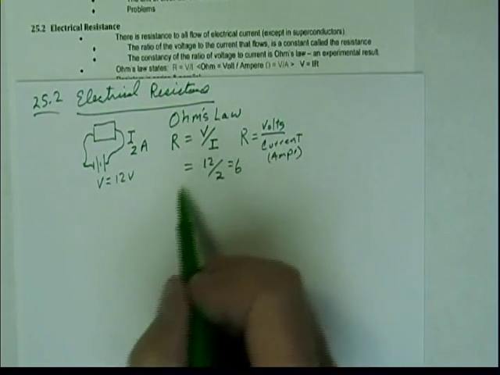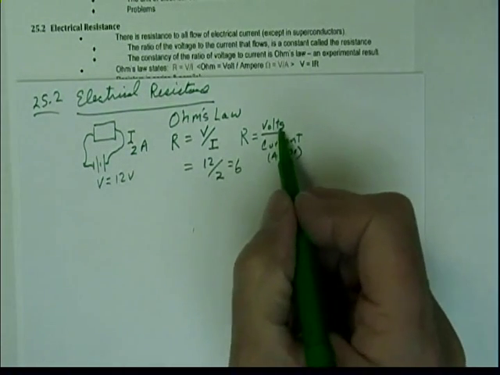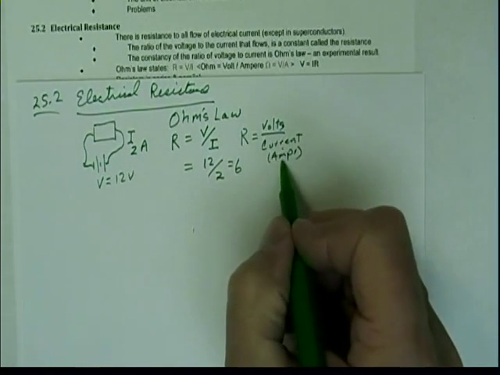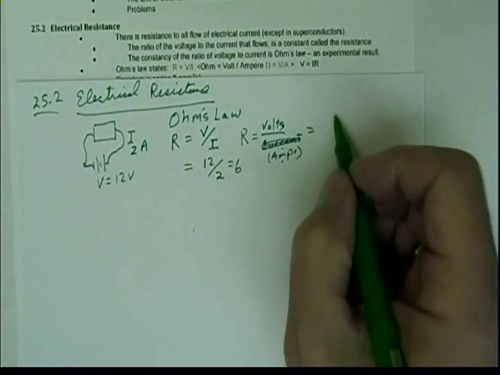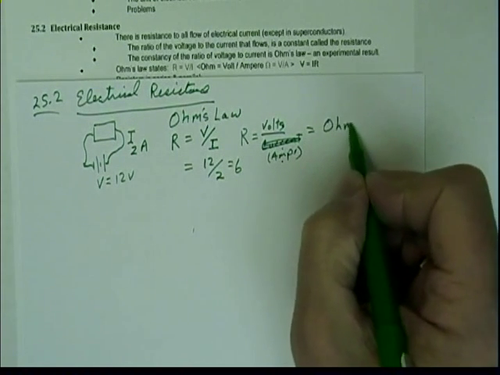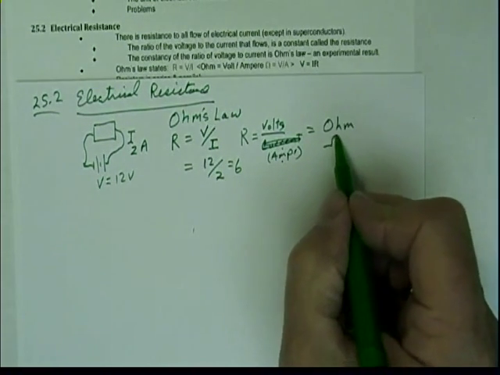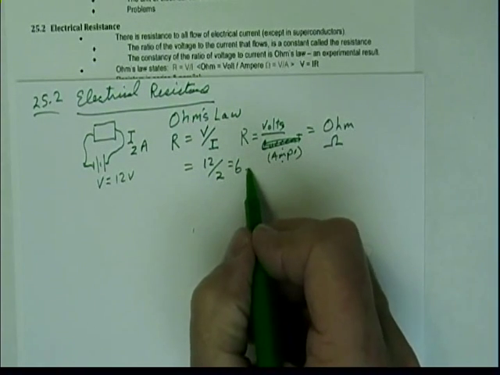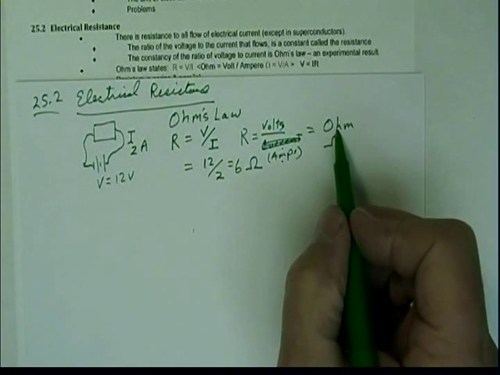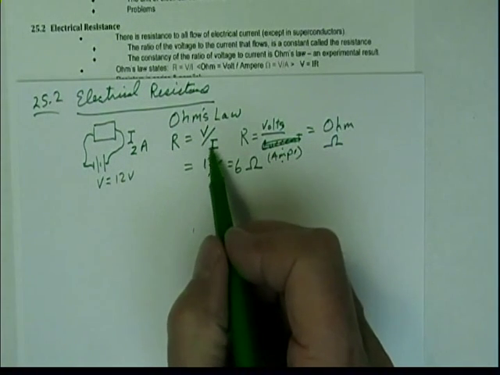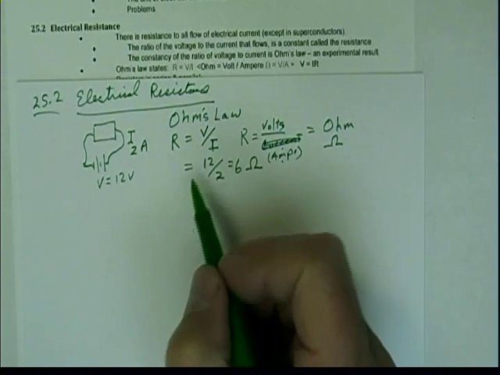And the unit for this is called the ohm. That is a volt per amp. Let me take this current out and just write the amp here. And this is an ohm. And the symbol for an ohm is the omega. So 1 ohm is when 1 volt is applied to a substance and it causes a current to flow of 1 amp.